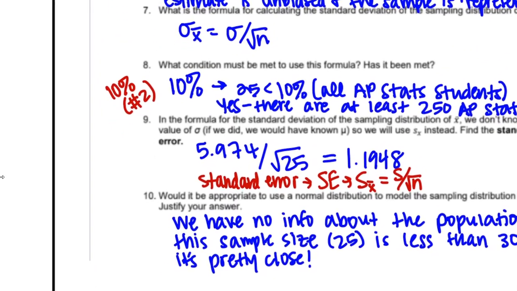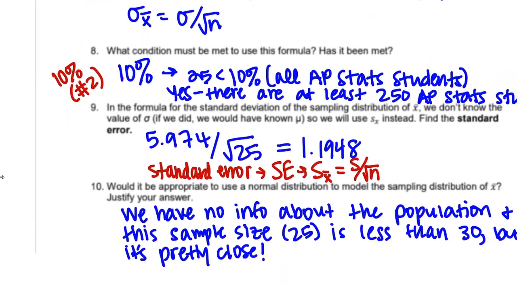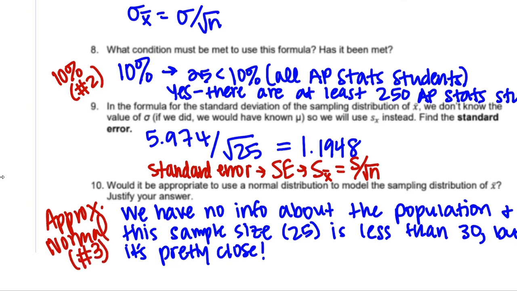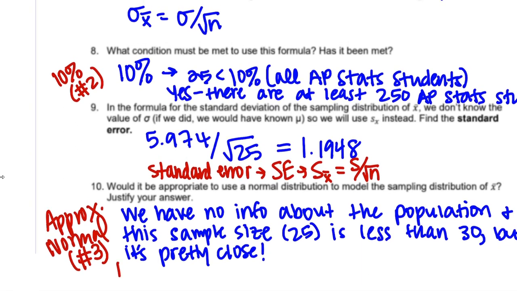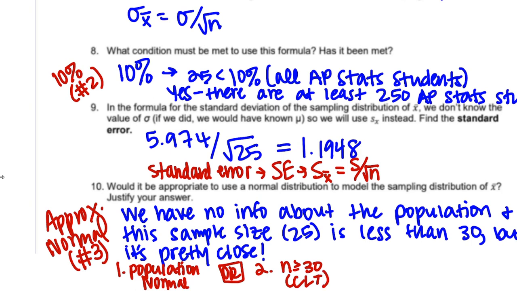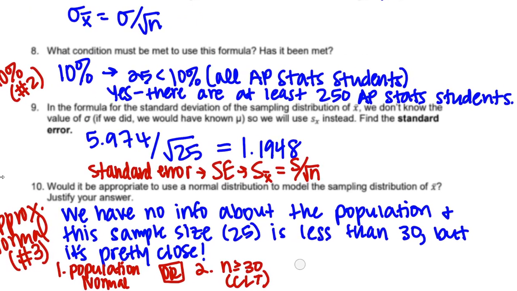So I'm going to call this the approximately normal distribution, normal condition. It's not called large counts because that's specifically for proportions. So we're just going to refer to it as the approximately normal condition. And there are 3 rules for it. 1, the population is normal, which we don't know about here. Or 2, the sample size is at least 30, so the central limit theorem applies, which is really great if that's the case. It's easy. Those first 2 are easy. We learned those in our Unit 5.